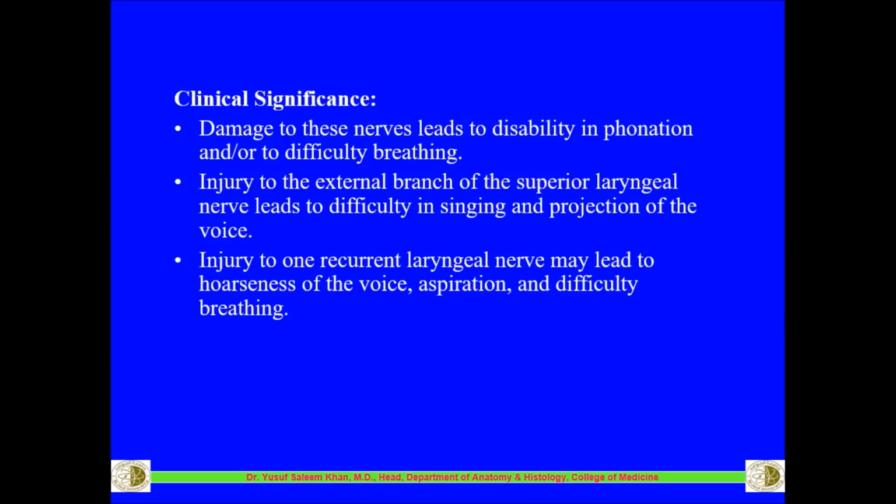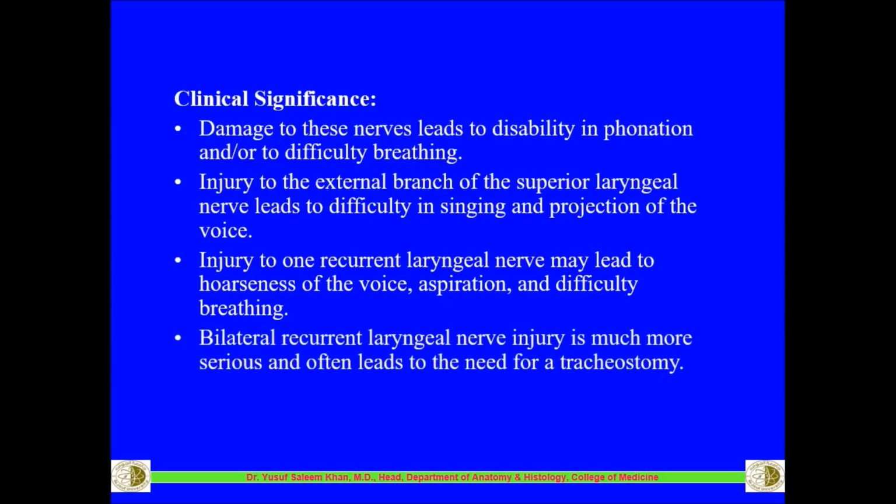Okay, if the injury is on both sides, then it is a very difficult situation, because the larynx itself is not functioning now, because all the muscles except the cricothyroid are damaged, they are paralyzed. So that becomes serious, and that leads to the necessity of doing a tracheostomy, where they put a tube for respiration. Okay, so this is injury to the recurrent laryngeal nerve if it is bilateral.